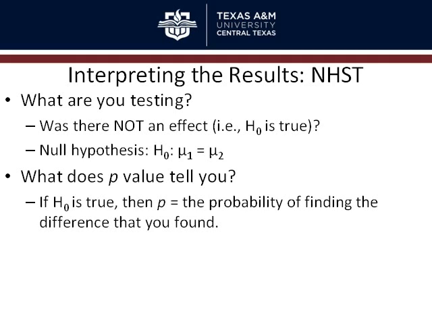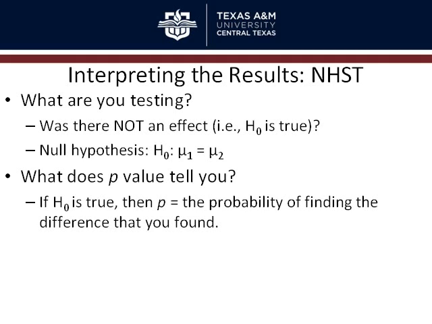So it's not just the probability of this. There's an if statement before that. So the if is, if the null is true, if there was no effect, then p is equal to the probability of finding the difference that you found. So think about this. If the null is true and you find a real small difference, 0 or 0.001, what do you think the p would be? If the null is true, what's the probability of finding a difference of 0.001?